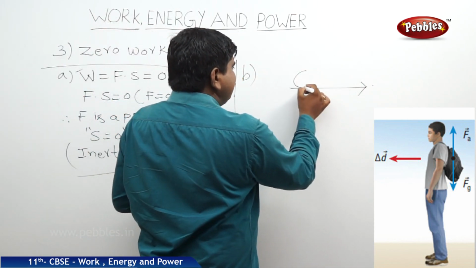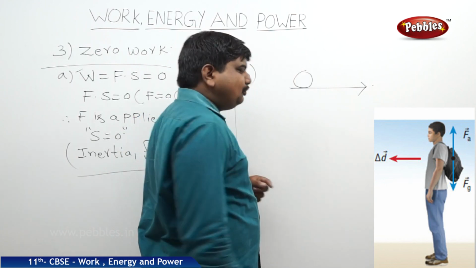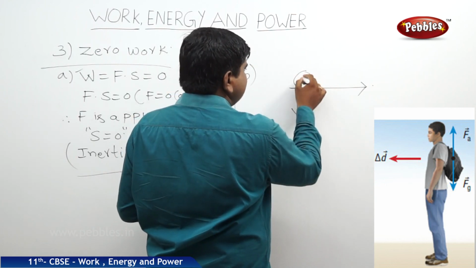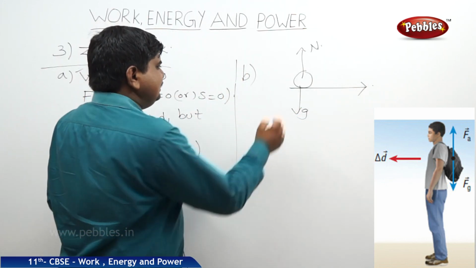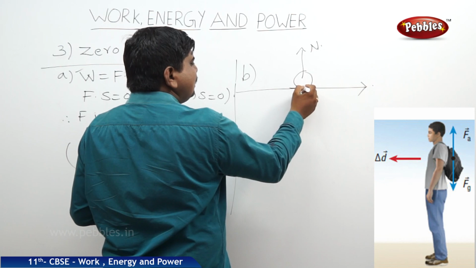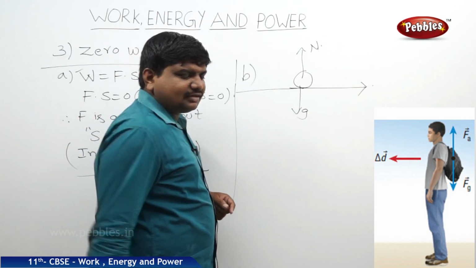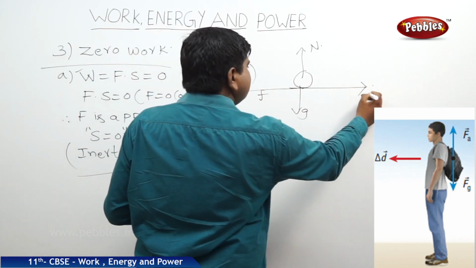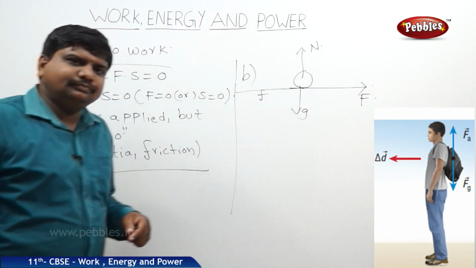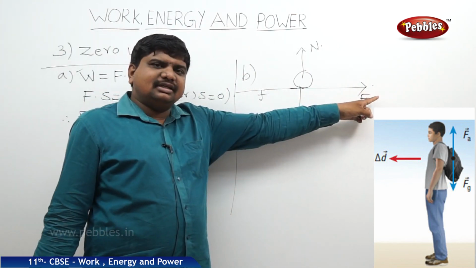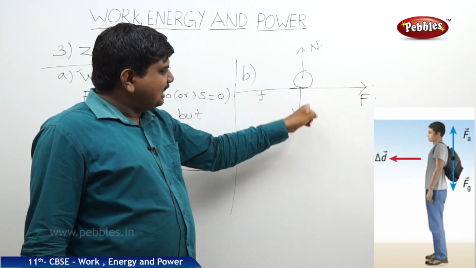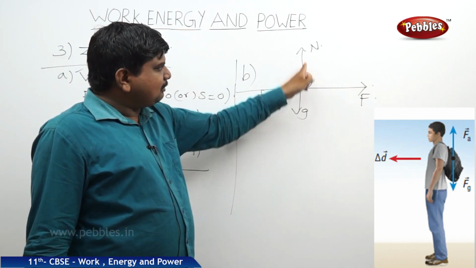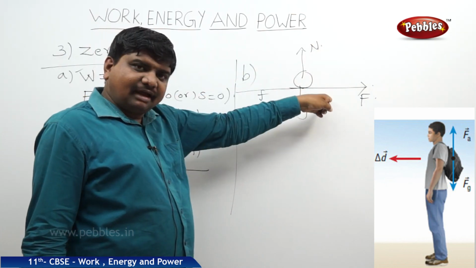On the luggage placed on the bus, forces are acting. One is the gravitational force, one is the normal force, and another is the frictional force between the luggage and the top surface of the bus. This is the applied force, nothing but the direction of the force of the bus. On this luggage, gravitational force is acting downward, and normal force is acting upward, which balances the gravitation.